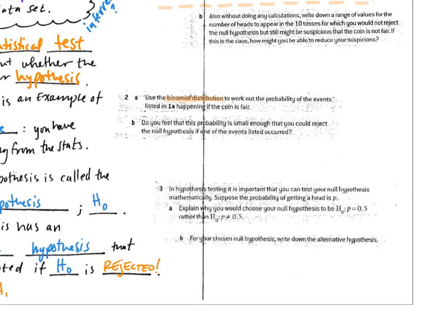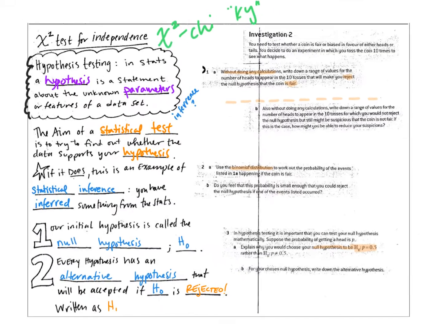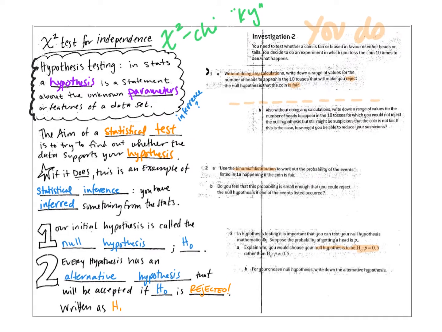And then down here, it kind of helps you out. Explain why you would choose your null hypothesis to be that the probability is 0.5 for flipping of a coin. You are going to do that.